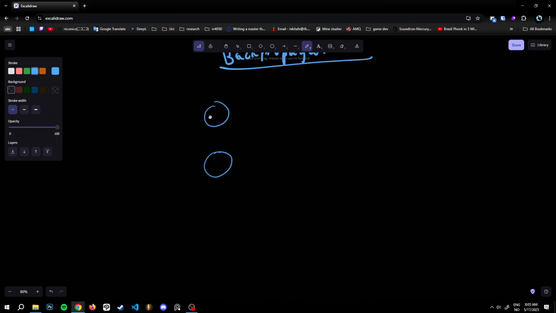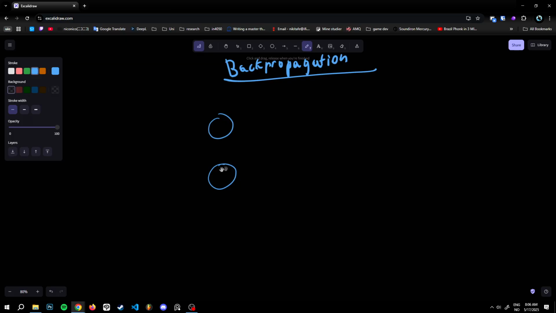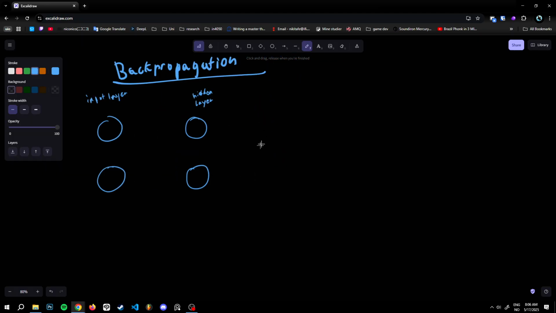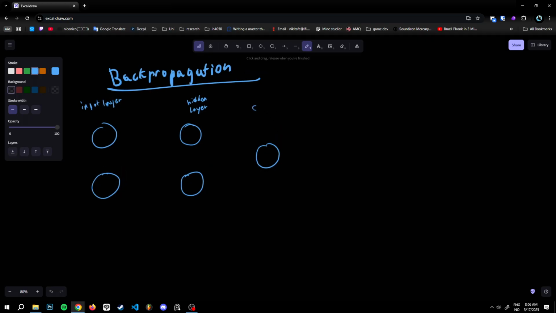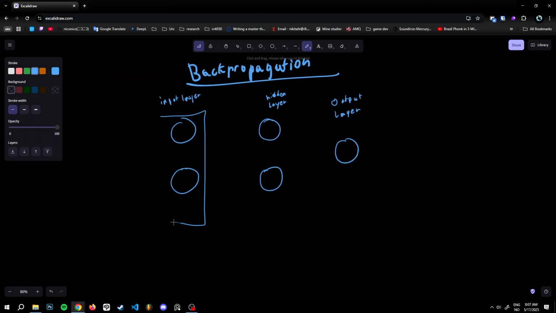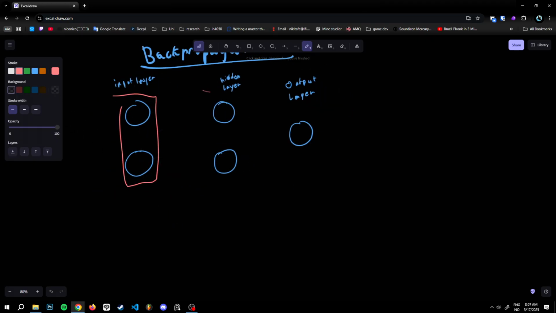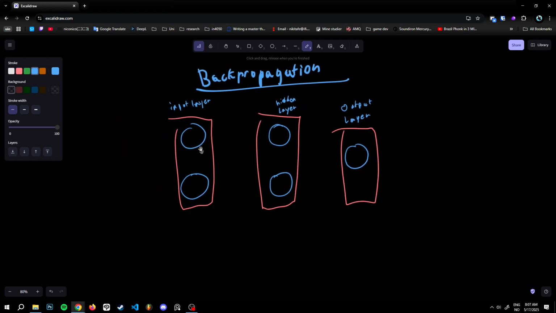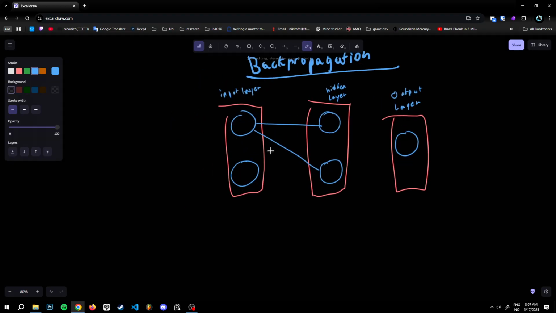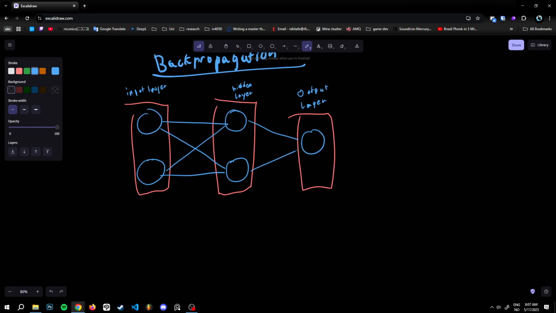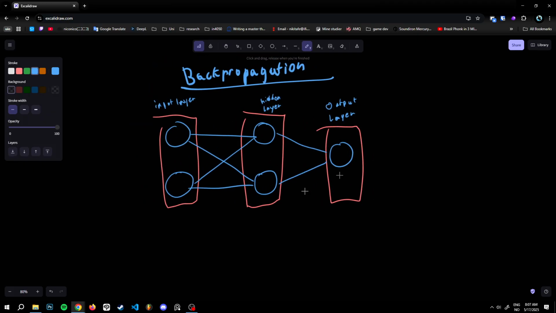So let's say I have a neural network here with two inputs, with two nodes in the input layer. Let's also have two nodes in the hidden layer and one node in the output layer. So the input layer is all of this, the hidden layer is all of these nodes, and the output layer is all of this. All these nodes here are connected to each other, and then this one is connected to this one, and this one is connected to this one, right? Given this neural network structure, this is a neural network.